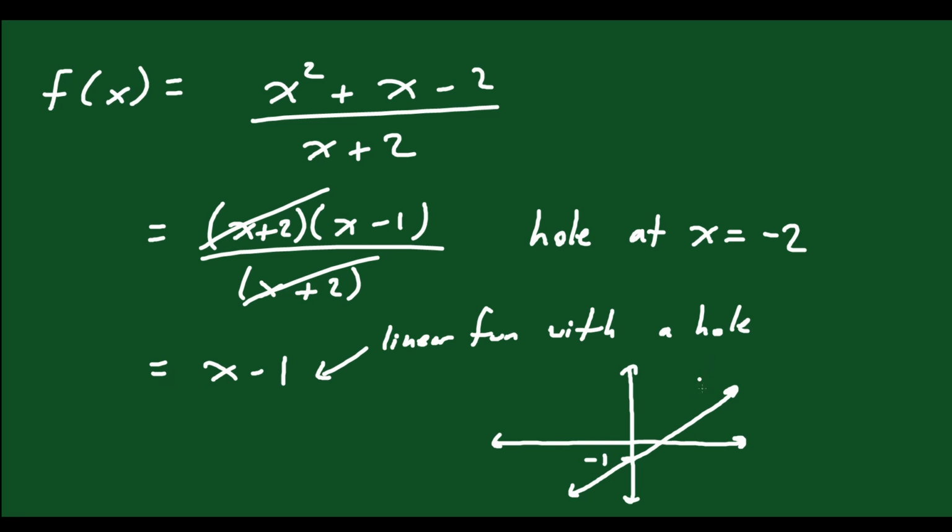And there's a hole at -2. So down here at -2, say that's -2, you have a hole there. So you just label it like that, right? And you could label the x-intercept there. You could figure it out. It would be 1. You know, figure out things like that.